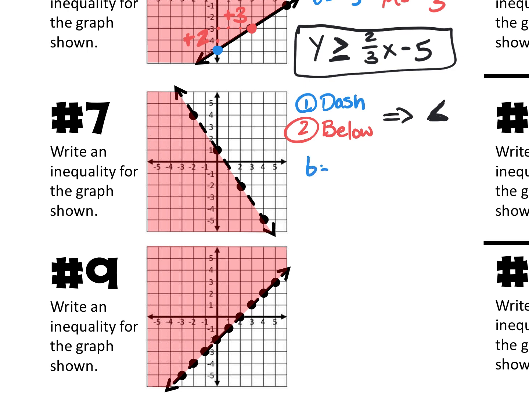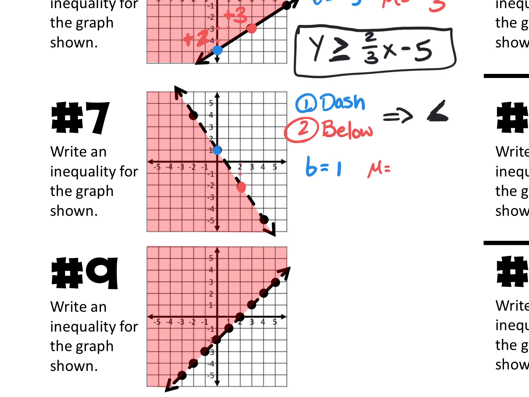Next step is just picking out your key information. Your b value is 1. Your slope, you've got to find a second point and count. Well, I'm just going to choose this point down here. My rise over my run.